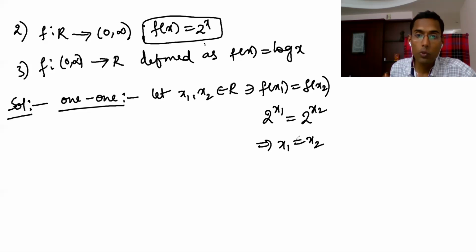What does it mean? If you take x1 not equal to x2, then f of x1 is also not equal to f of x2. Different elements have different images only, this means. Therefore, what is the conclusion? This is one-one.